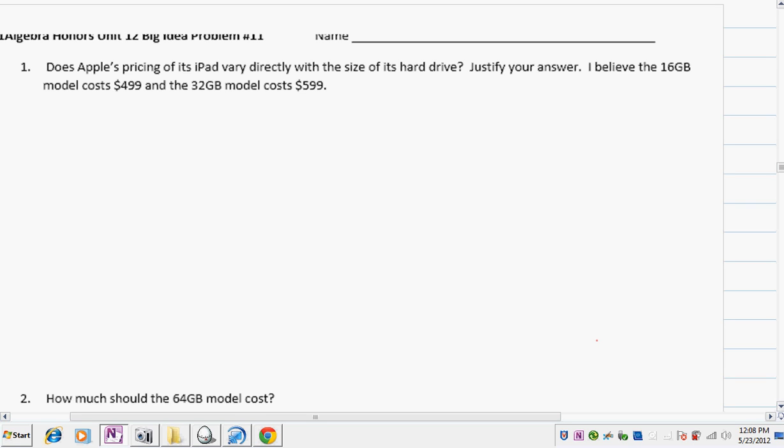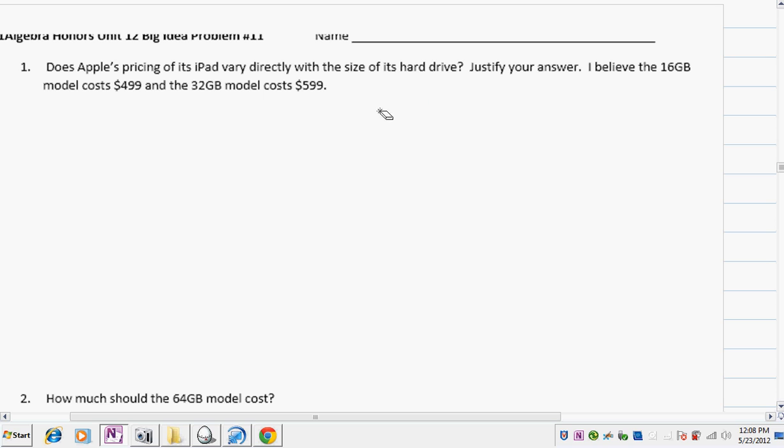Does Apple's pricing of its iPad vary directly with the size of its hard drive? Justify your answer. I believe the 16 gig model costs $499 and the 32 gig model costs $599. So if it varies directly, then you know it's proportionate. So let's think about this.